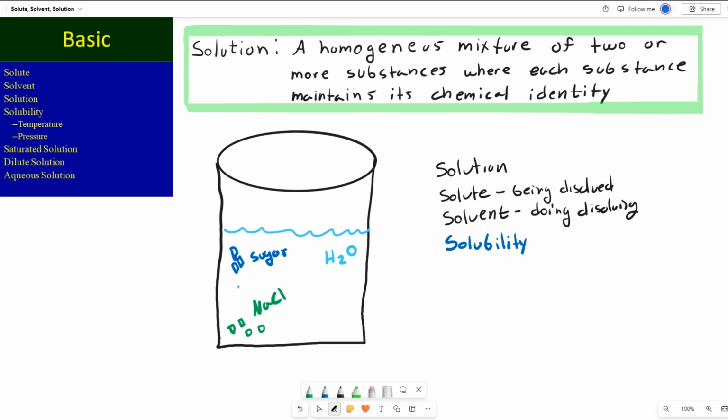So things that can affect the solubility of a solution are temperature, and if you increase the temperature, you increase the solubility. Another factor is pressure.